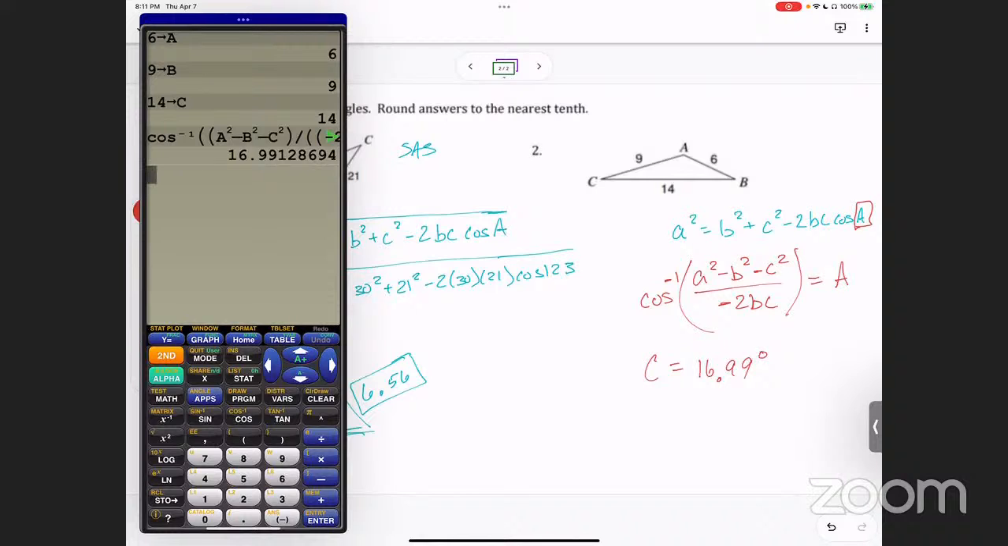Now, I could use the law of sines if I wanted to, but since I spent all my time doing this, watch what I'm going to do. I'm just going to switch A and B. I'm going to make 6 B, I'm going to make 9 A. So 9 is stored for A now, so I'm solving the one across from the 9. And 6 is stored for B now.